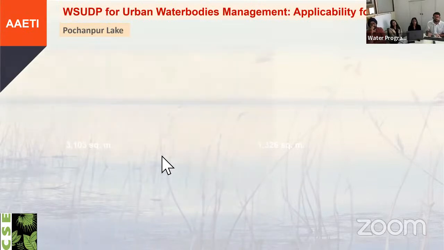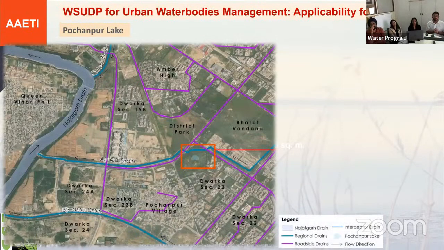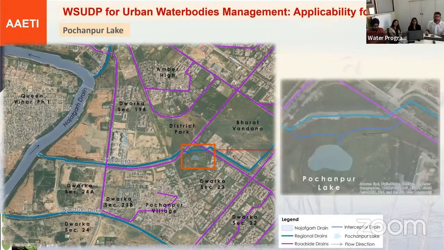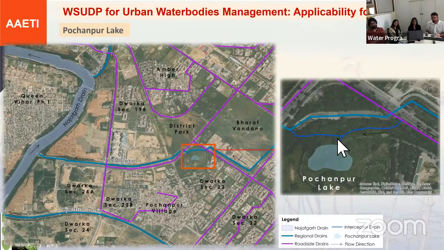Another example is the Pochanpur Lake in Delhi. This is a very classic example of how a master plan can look at lakes not as lakes, but as parks or as housing areas. Dwarka is a sub-city planned in Delhi in the past 25 years, and Pochanpur Lake is a lake situated inside one of these planned areas.